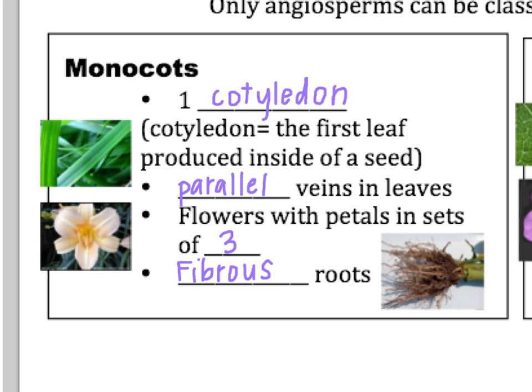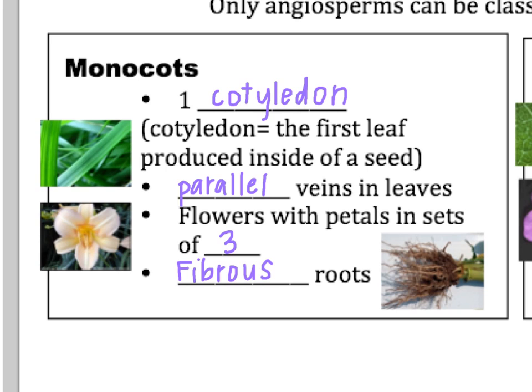So if you could somehow watch the development of the plant inside of the seed underground, there's one little leaf that sprouts first, and that's called the cotyledon. And if there's only one leaf that's produced, then it's a monocot. Sometimes there's two leaves that are produced at the same time, and that would be a dicot. So, monocots have one cotyledon.